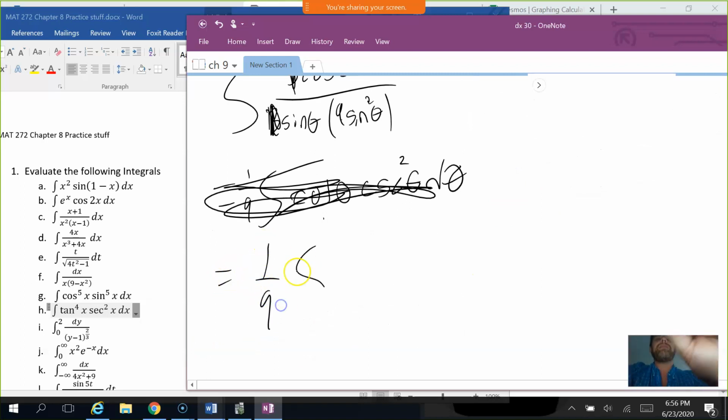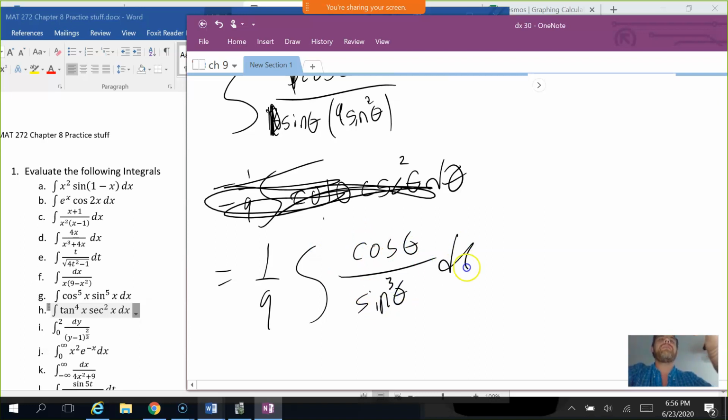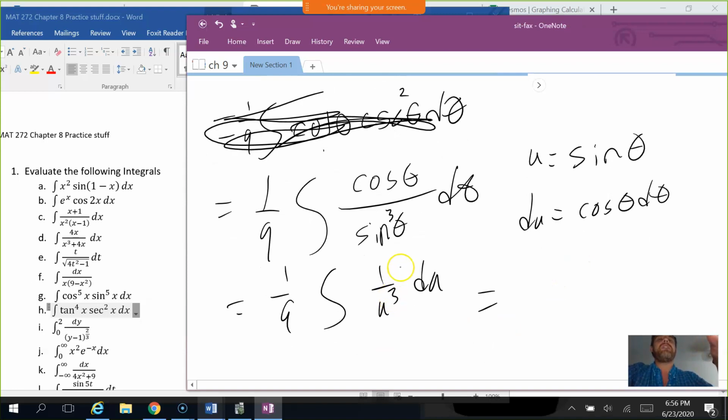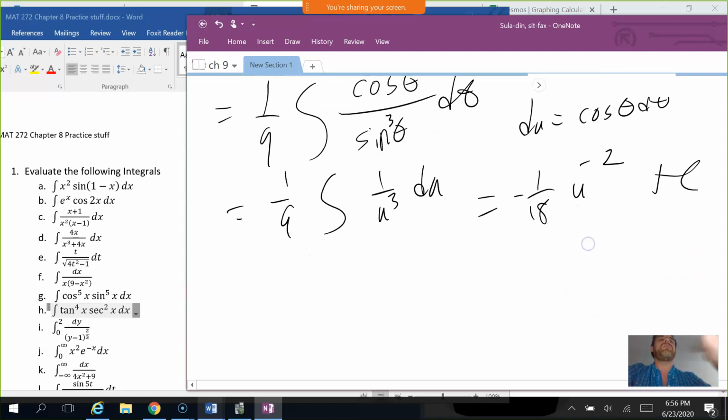Pulling the 1/9 out, let's leave this as cosine theta over sine cubed. Then we'll just do a u substitution. We'll let u be sine theta, and then du would be the differential of that, cosine theta d theta. That way the cosine theta d theta becomes the du. And I'm just going to end up with 1 over u cubed du. This has antiderivative, so that -3 would go to a -2, and we would divide by that. So -1/18 u to the -2 plus c. And then plug back in the u, which was sine.